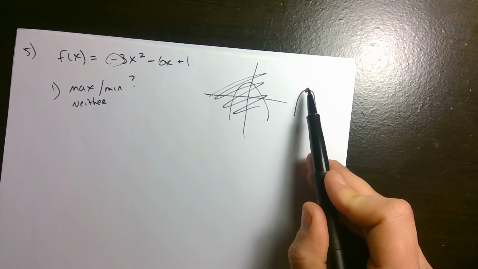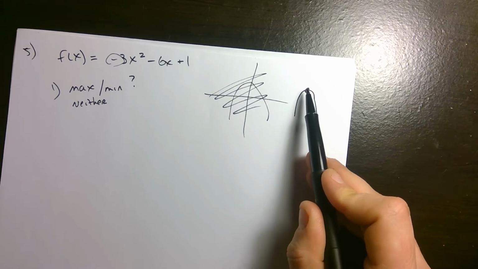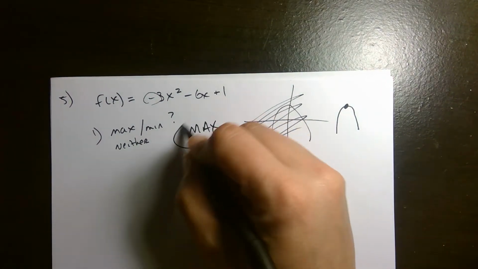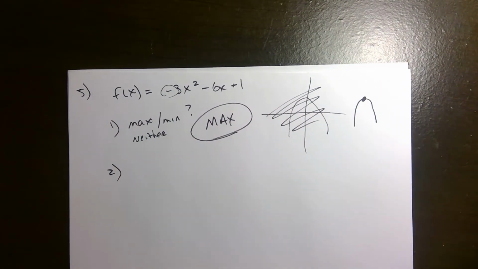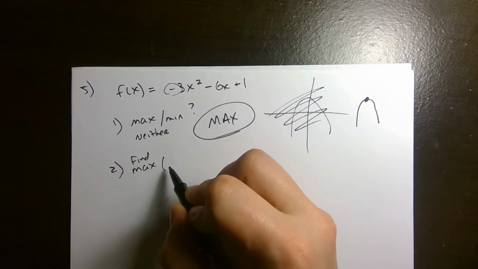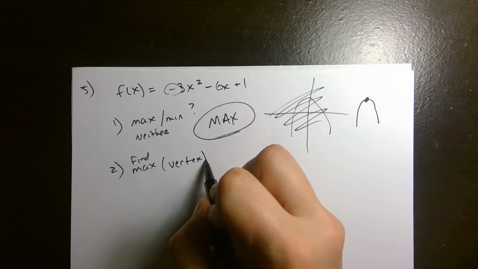And so what this means is, on this particular little guy, he has a maximum. And it's going to be this point. I don't know what that point is, but I can figure it out. And so he has a maximum point, for sure. So the second thing is going to ask me to find the max. So find max. In parentheses, we're really looking for the vertex. Okay, that's what the max is.